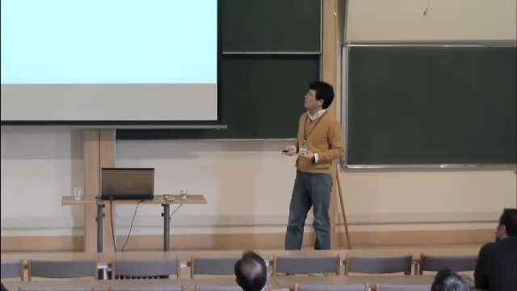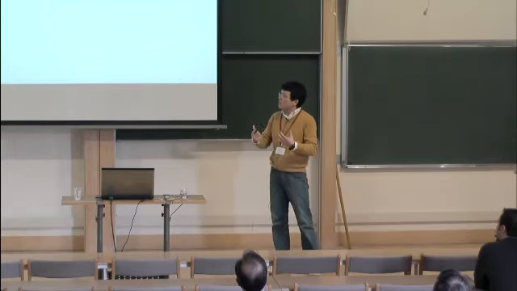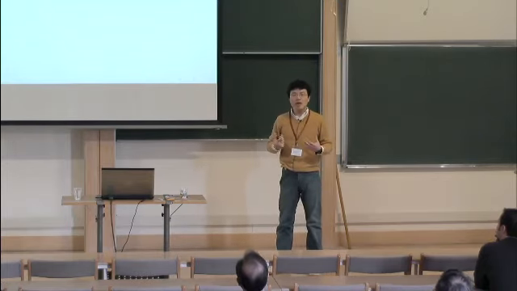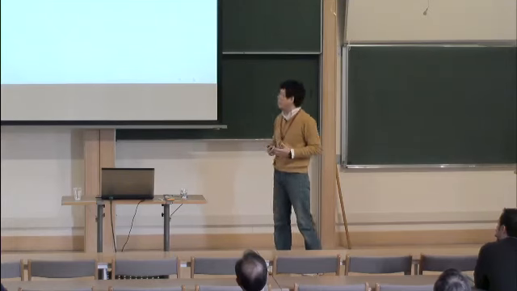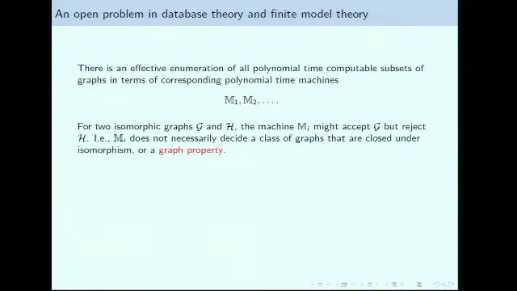This should be very easy and straightforward to see. But the problem with such an enumeration is, imagine you have two graphs, G and H, they are isomorphic, but they have different representations. So it might well happen that in this enumeration, some machine M_i might accept one of these graphs, G, but reject the second graph, H. So this means that M_i does not necessarily decide a class of graphs that is closed under isomorphism. Here, a graph class closed under isomorphism is commonly known as a graph property.